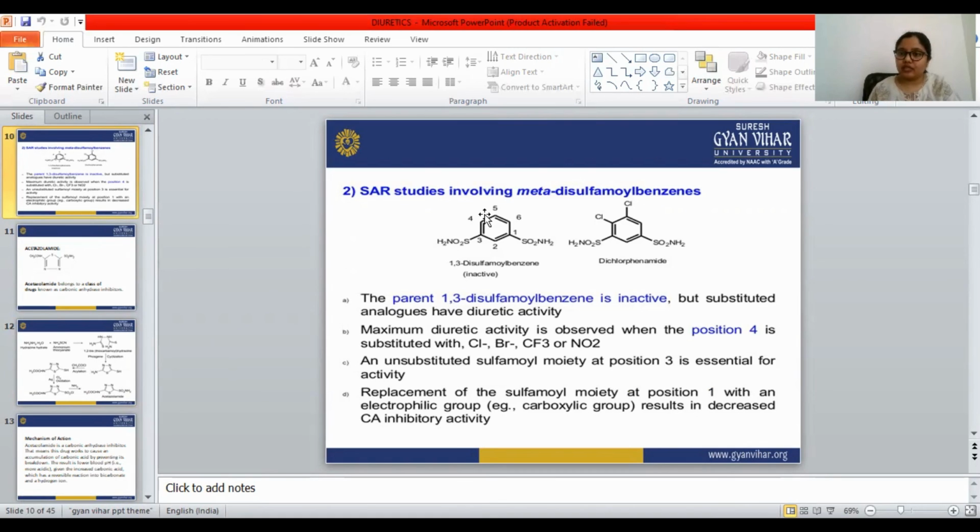So the activity will be increased, and replacement of the sulfonyl group at the 1 position with any carboxyl group decreases the activity. So this is the SAR of the meta disulfamyl benzenes. That is the drug we studied here, dichlorphenamide.